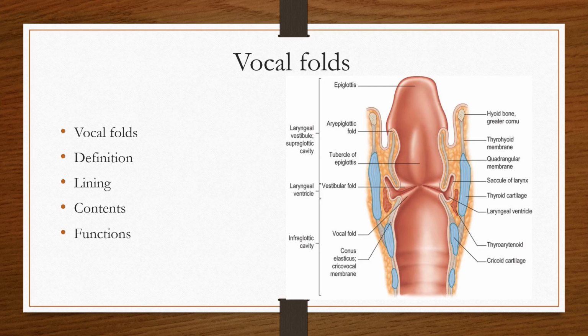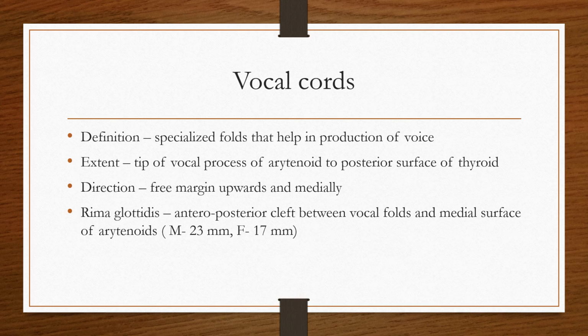How to describe the vocal folds? Again, the definition, the lining, the contents and the functions. The vocal folds are specialized folds that help in production of voice. The extent is from the tip of the vocal process of arytenoid to the posterior surface of the thyroid cartilage. It is directed upwards. The Rima glottis is the antero-posterior cleft between the 2 vocal folds.